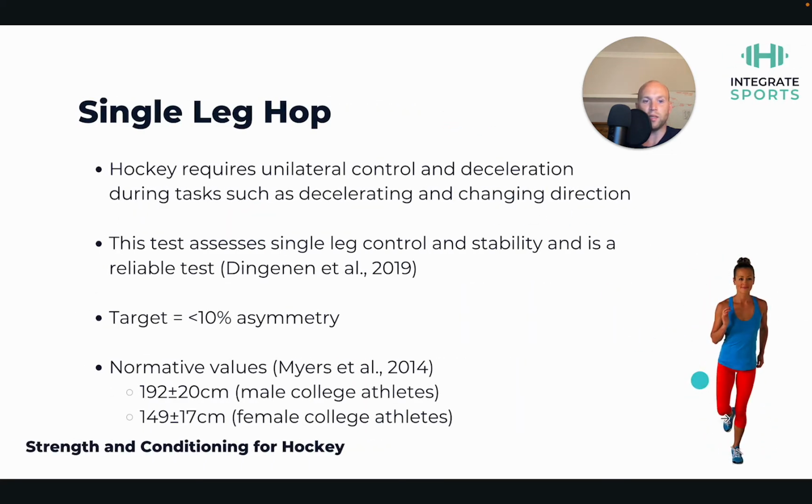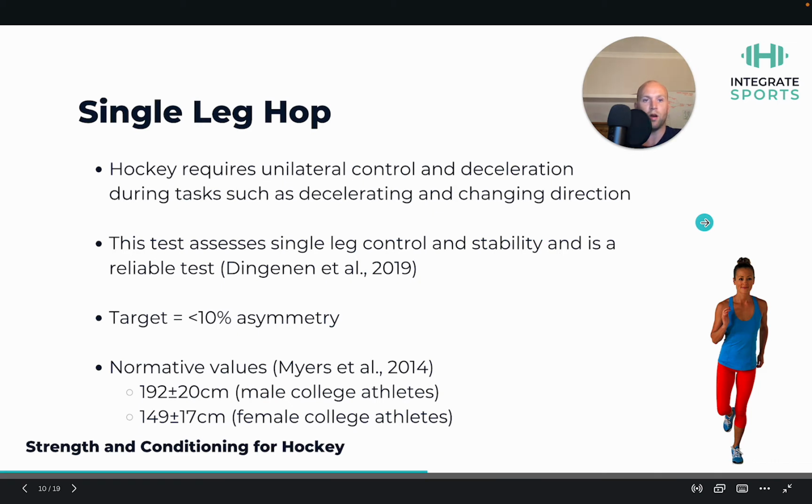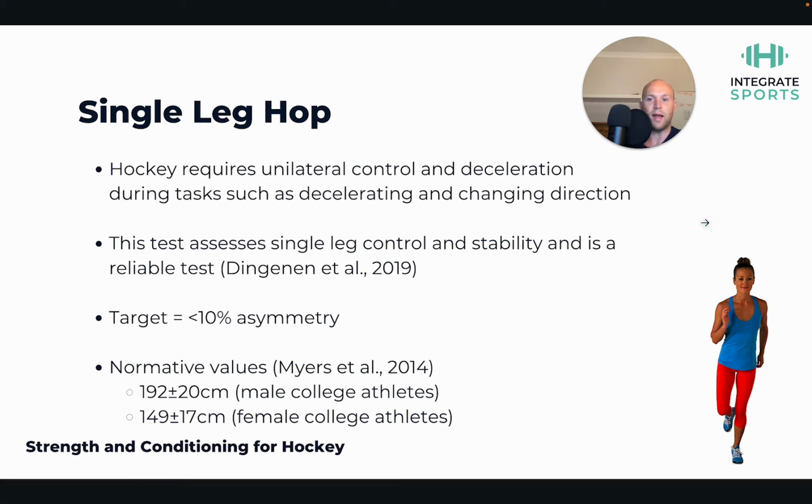The other test then is a single leg hop. So this is starting on a single leg and hopping onto the same leg on landing. The basic rationale here is that hockey requires unilateral control and deceleration during tasks such as decelerating and changing direction. And this is a really simple test of single leg control and stability, and it's been found to be a reliable measure.